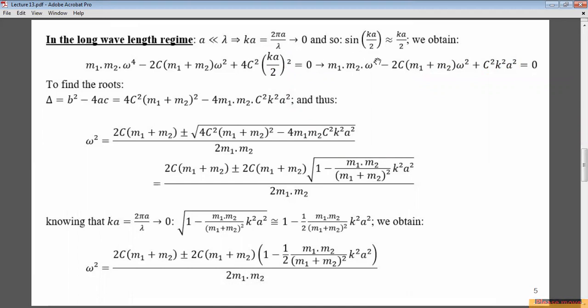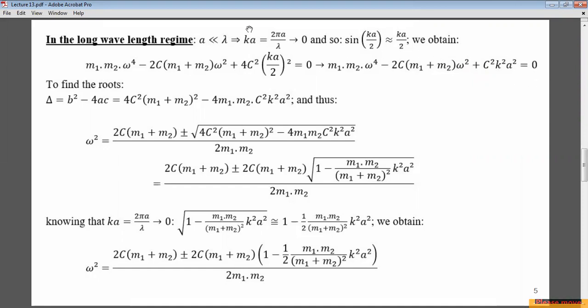In this way, sine Ka over 2 will be almost Ka over 2. So I will have the same thing, but instead of sine square Ka over 2, I will have Ka over 2 square. And if I remove brackets, I will have M1 M2 omega to the 4 minus 2c into M1 plus M2 omega square. I will have here 4 square. With the 4 square, they disappear. So I will have c square K square A square is equal to 0.